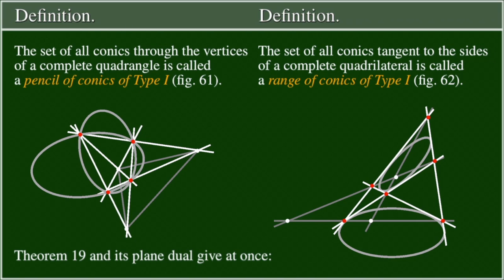Definition. The set of all conics through the vertices of a complete quadrangle is called a pencil of conics of type 1. Figure 61. Definition. The set of all conics tangent to the sides of a complete quadrilateral is called a range of conics of type 1. Figure 62.